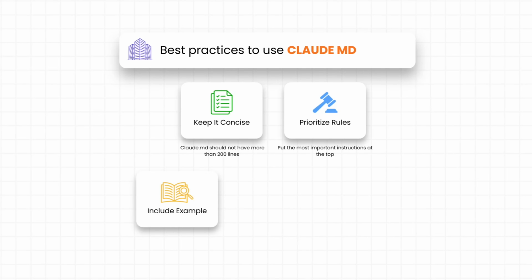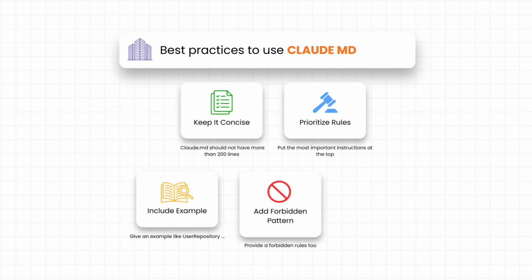Thirdly, include examples. For example, your team has a special consensus on variable naming. Give an example like UserRepository and UserRepositoryImpl for the implementation. Fourthly, add forbidden patterns. For example, Bloc separates business logic from UI, so you can provide a rule that no business logic inside widget. Lastly, version it with Git. Commit Claude.md so the whole team shares the same AI instructions.